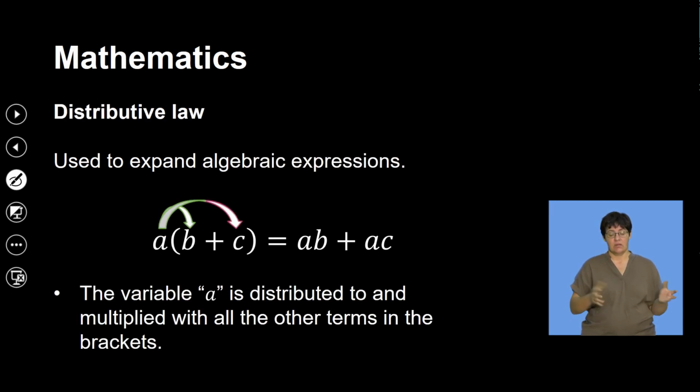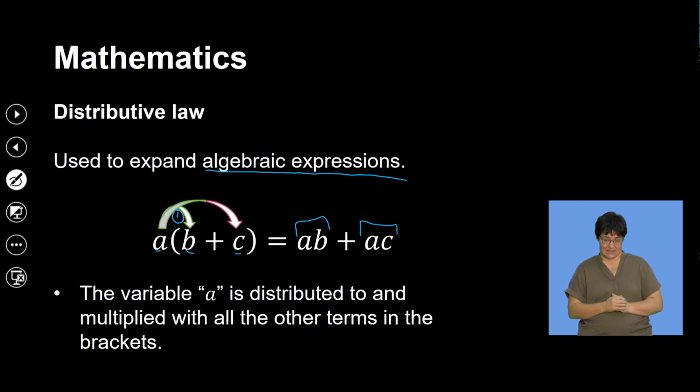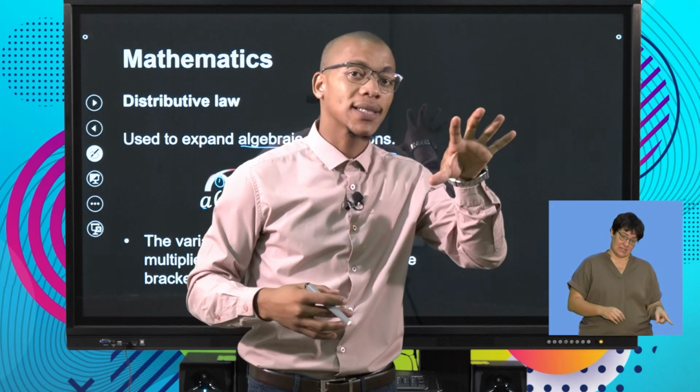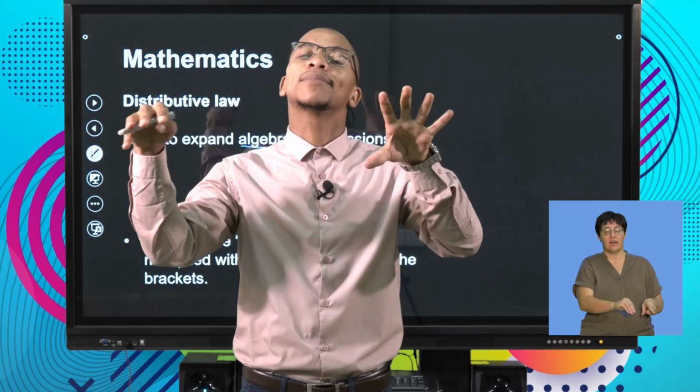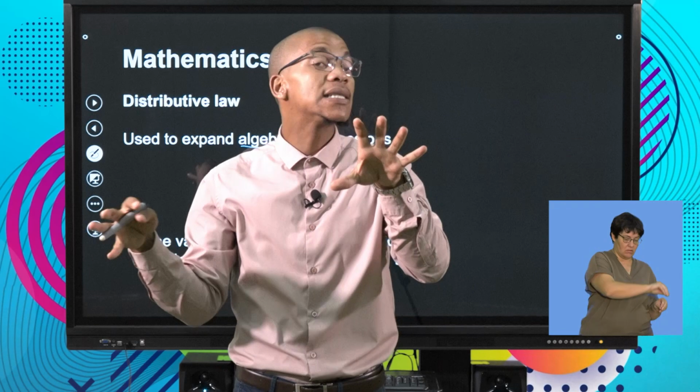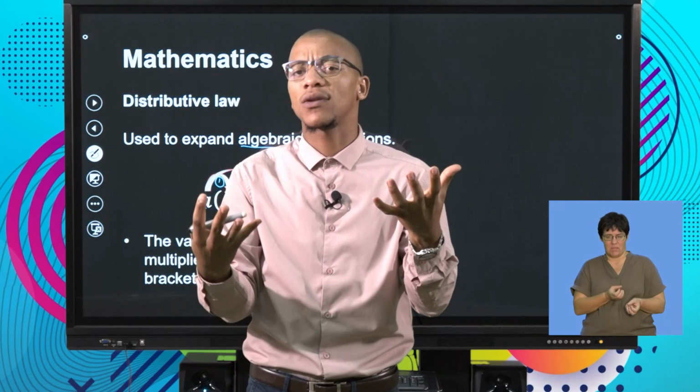Now, the distributive law is used to expand algebraic expressions. And then I'm trying to show you how to actually do that. When you distribute, the first one will be when you multiply the A with the B, the A with the C, which will then give me AB plus AC. Remember, guys, as it is saying, distributive law, you are taking what is outside the bracket and distributing it using multiplication to everything that is inside the bracket. That's what distributive law is all about.